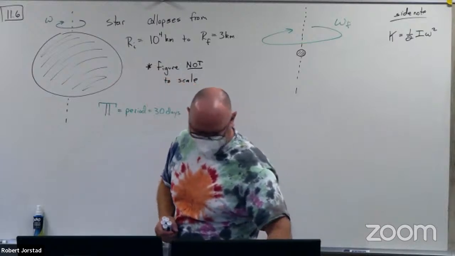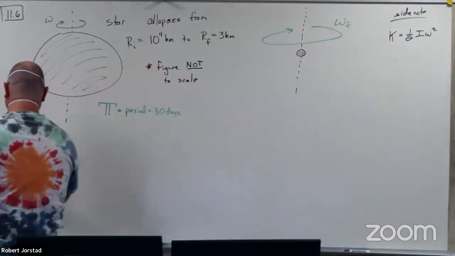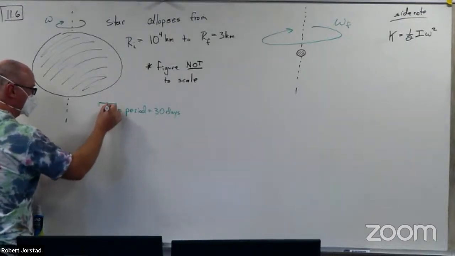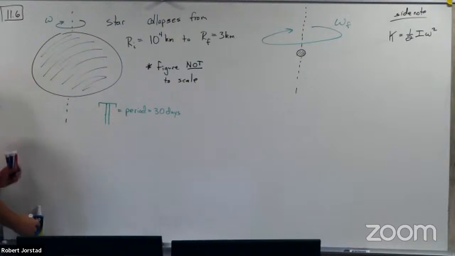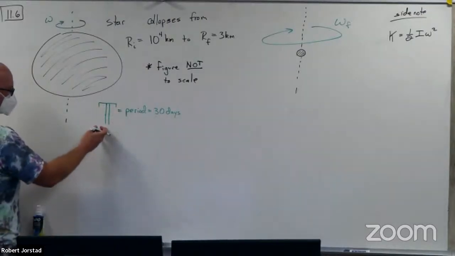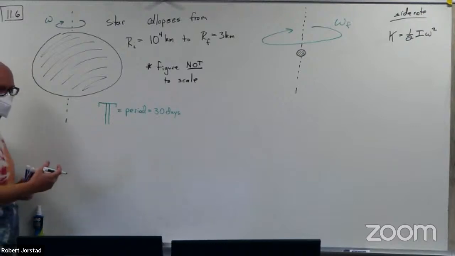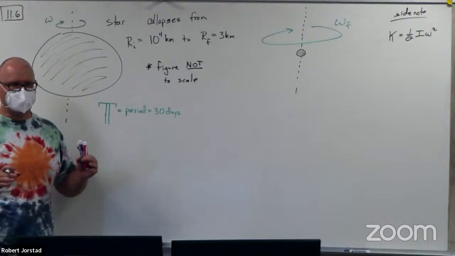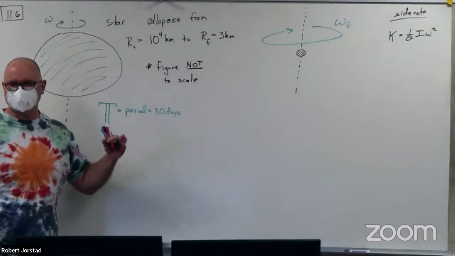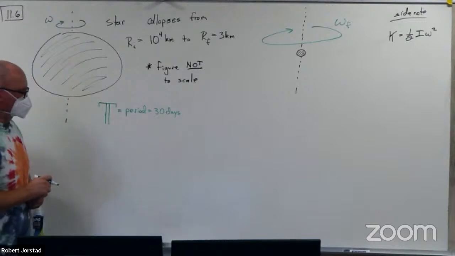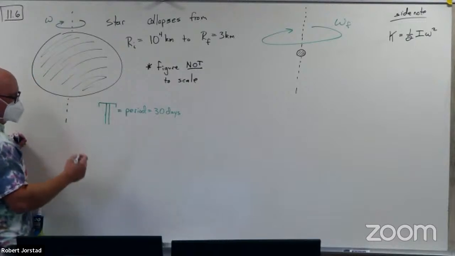Part A. What is the equation that relates period to angular frequency? Does anybody remember it? How does period relate to angular frequency? Or what's angular frequency? Do you even know what that is? It's the same thing as angular velocity. What symbol is angular velocity? Omega. So sometimes I'll call that angular frequency.